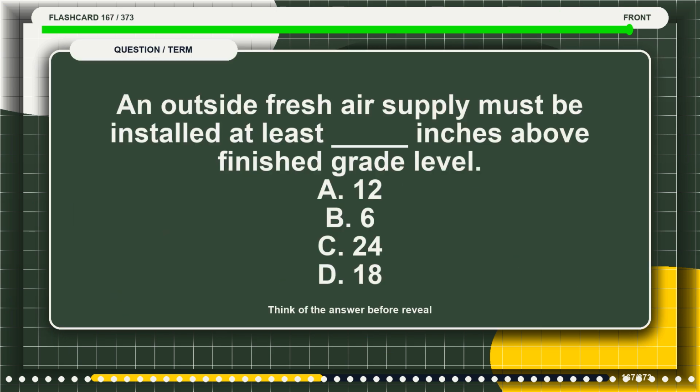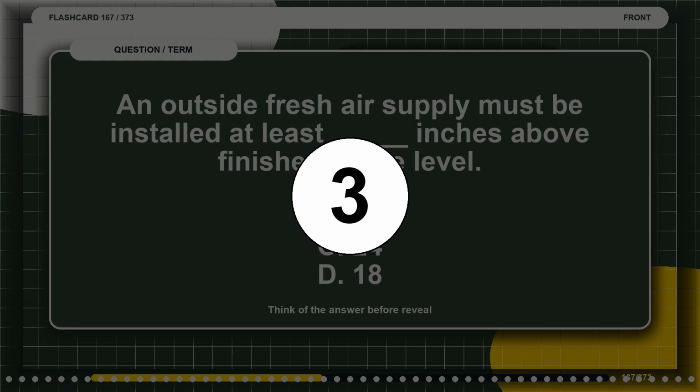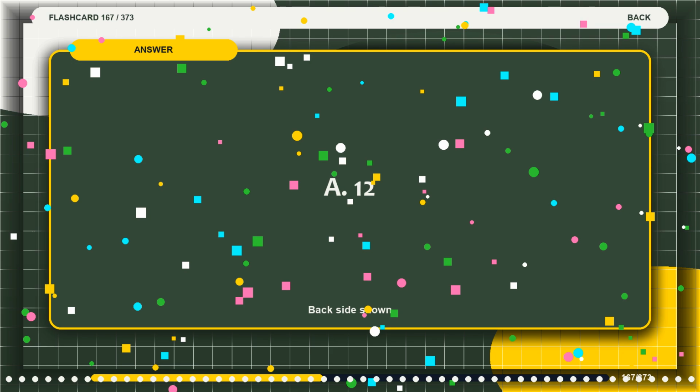Flashcard 167. An outside fresh air supply must be installed at least blank inches above finished grade level. A. 12. B. 6. C. 24. D. 18. Think of the answer before the reveal. The answer is A. 12.